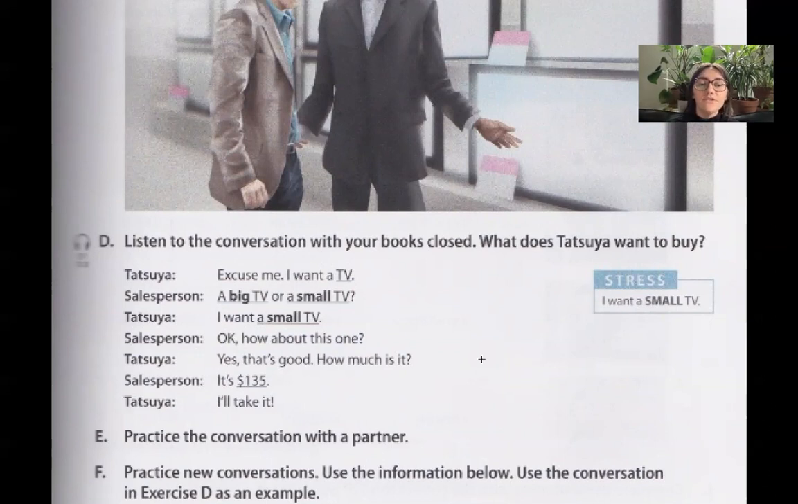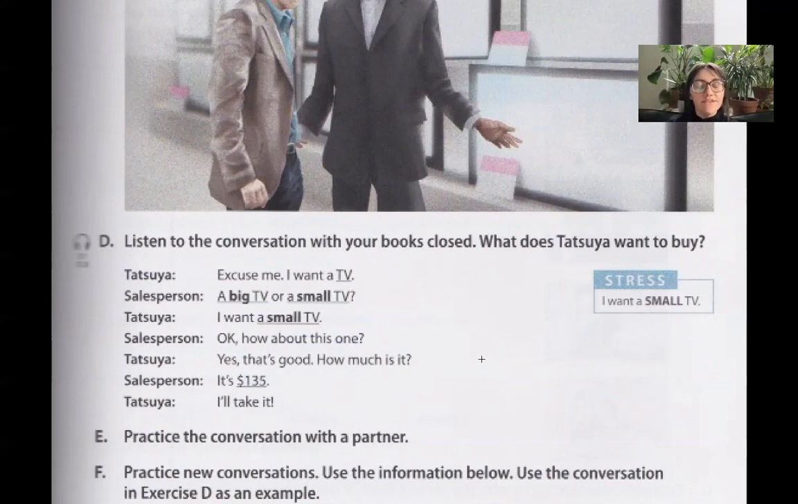So it says, first, we have Tatsuya. Excuse me, I want a TV. A big TV or a small TV? I want a small TV. Okay, how about this one? Yes, that's good. How much is it? It's $135. I'll take it. Right? So that's the conversation. I'll start to read it faster.